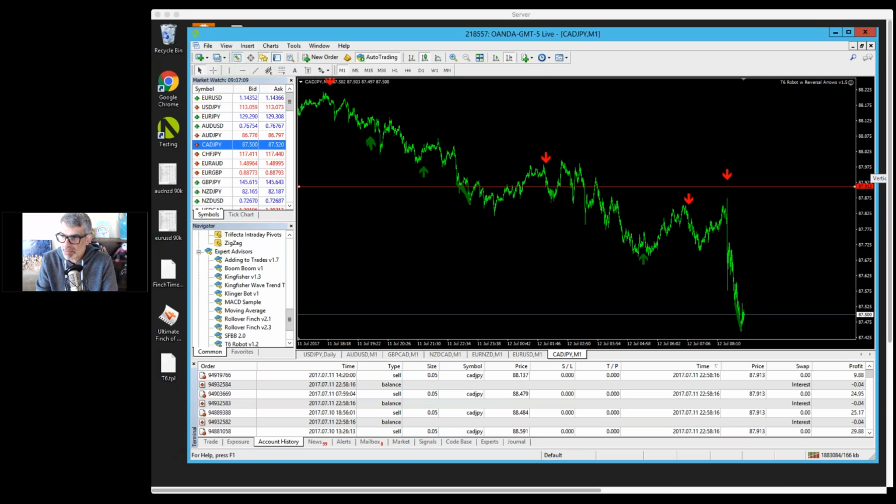Mark the Great says, I got a manual trade open waiting for it to fall even farther. And Mark is up on this total trade 1,800 euros. I just wonder how many pips that is.